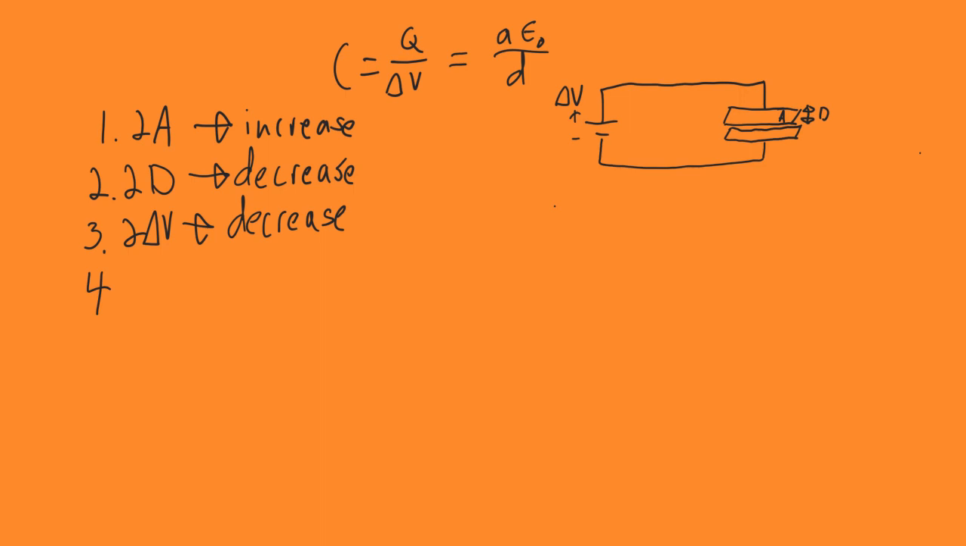All right, let's change now the area for number 4. Let's halve the area. Well, we're going to be doing the exact opposite of number 1, so that's going to decrease. For number 5, if we halve the voltage, well, that's going to do the exact opposite of number 3. So that's going to increase the capacitance.